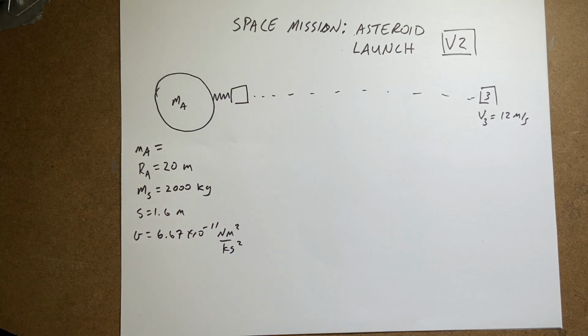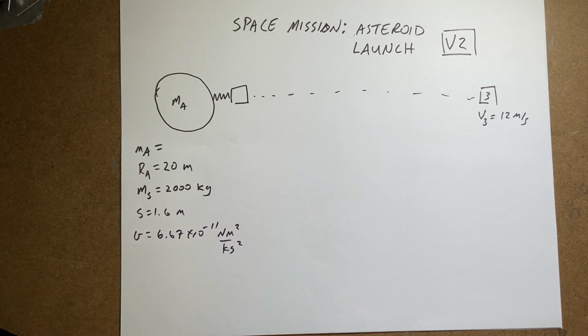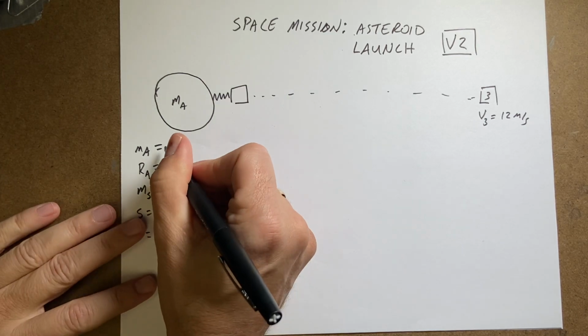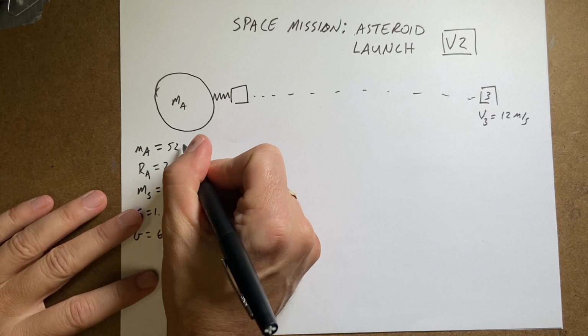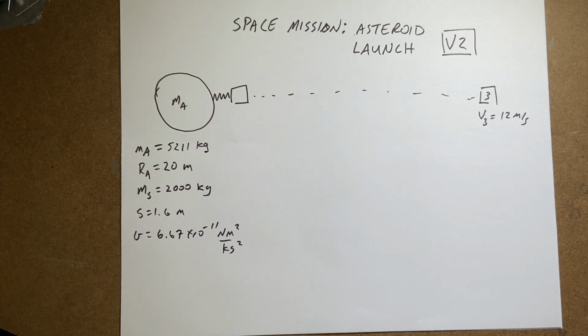Everything's the same, but now the asteroid has a radius of only 20 meters, so it's much smaller, and it has a mass of, let's say, pick something quick, 5,211 kilograms. And the mass of the spacecraft is 2,000 kilograms. So the question is, what's going to change with the spring constant in order to get far away?